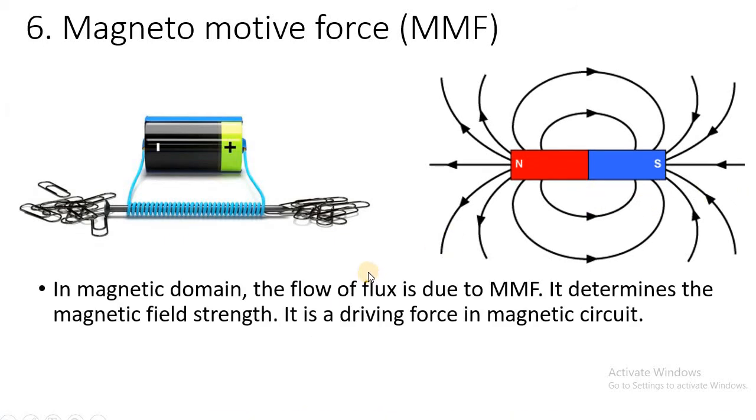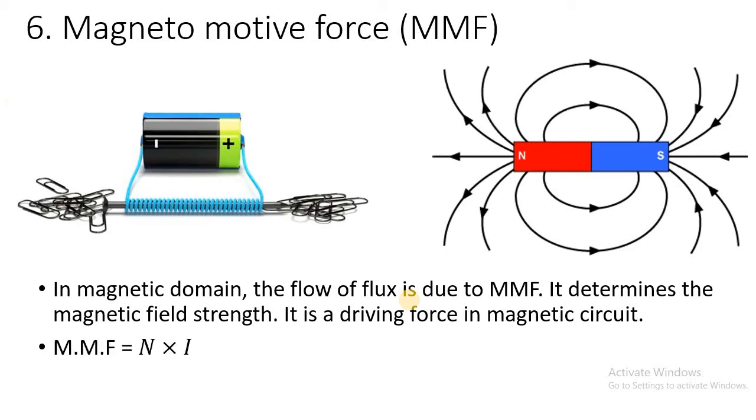So how will I define magnetomotive force? In the magnetic domain, the flow of flux is due to MMF, and it determines the magnetic field strength, and it is also a driving force in a magnetic circuit. So MMF is nothing but a driving force in a magnetic circuit. And how will I calculate it? I will calculate MMF by taking the product of N into I.